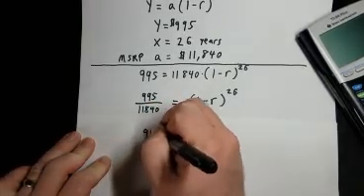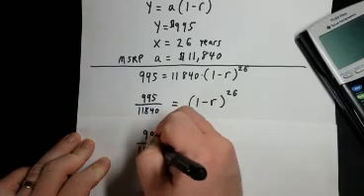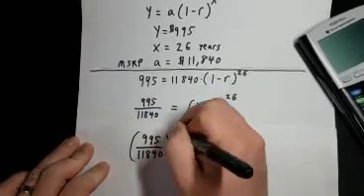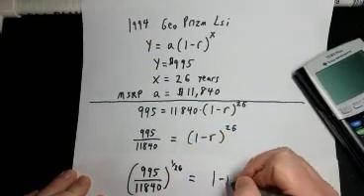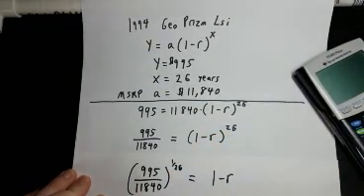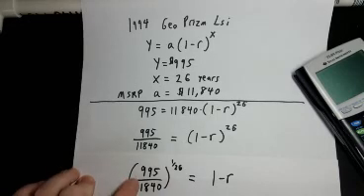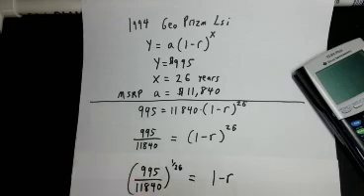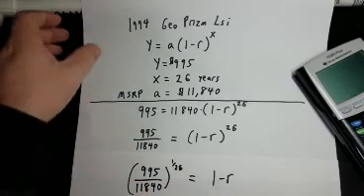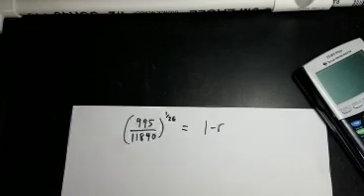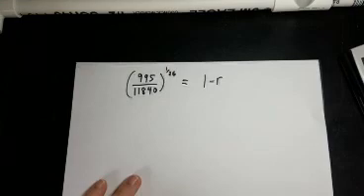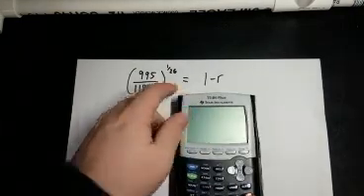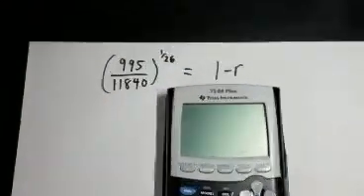If I raise this side to the 1 over 26 power, and I raise this side to the 1 over 26 power, then, well, the 26 would go away. Now, I have to calculate this, and I'm going to show you how to do that on the calculator. But keep in mind, r is still not by itself. We're looking to find the rate of decay of this particular car, the 1994 Geo Prism. If I were to evaluate the left side, this is where your calculator will come in handy.